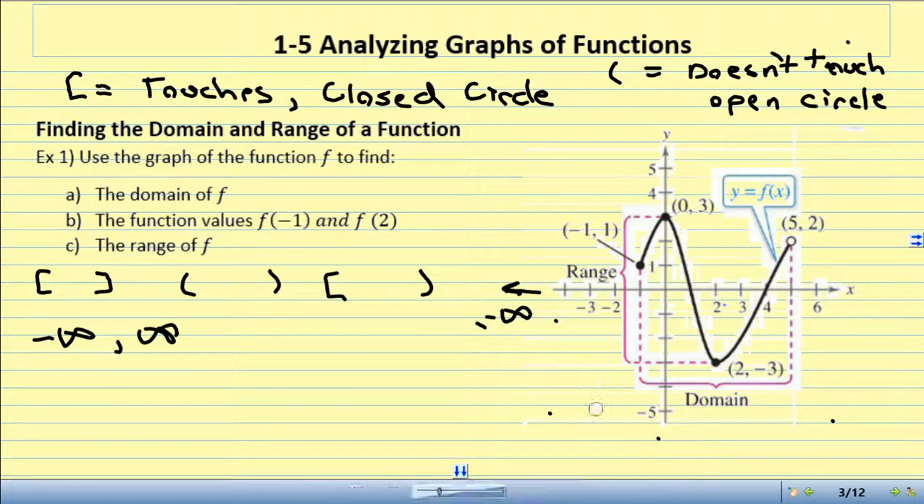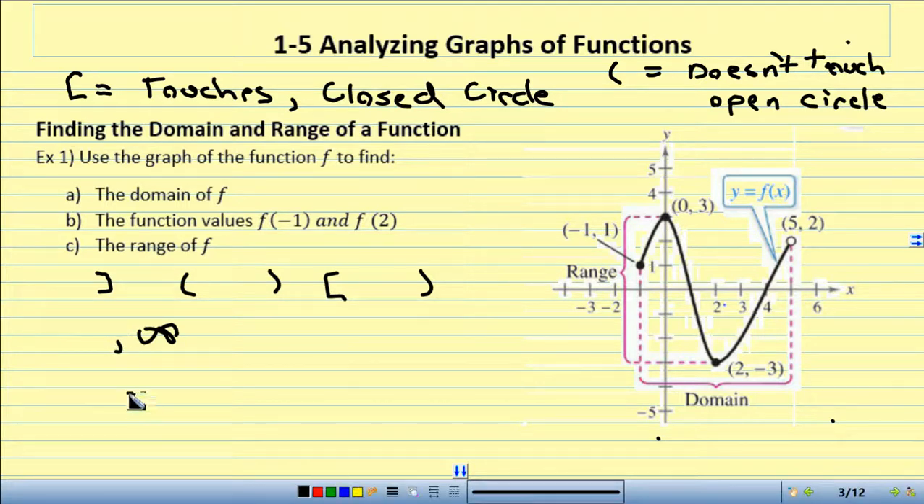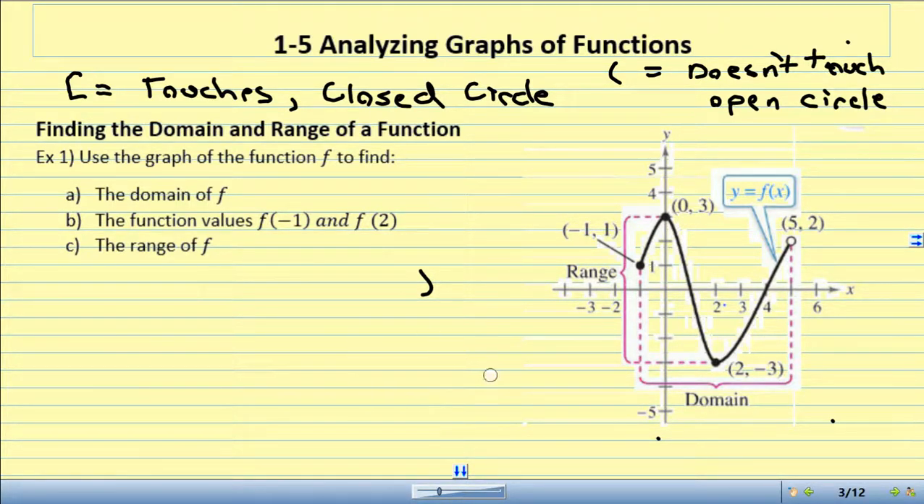And you also represent open circles with the parentheses. Now, the closed circle, that is a bracket. Use a bracket for that, because it touches. So let me actually give you an idea. And first thing, we're going to look at the domain. Okay? So the domain is the x values. All right? The domain is the x values.